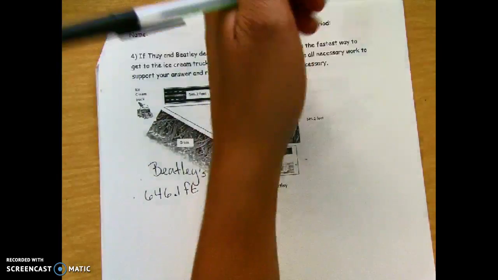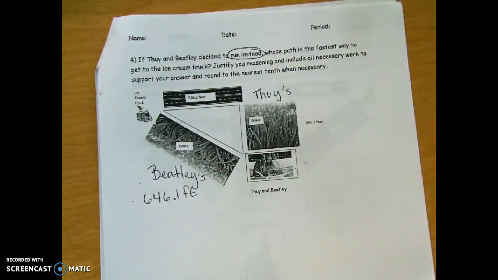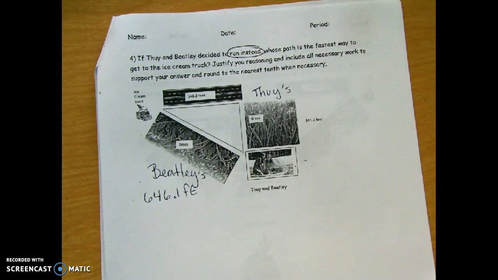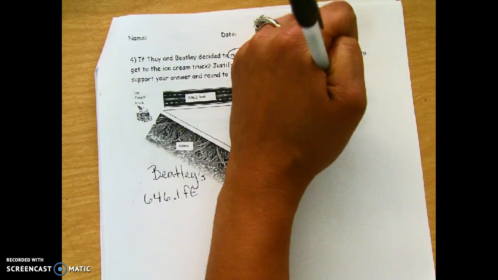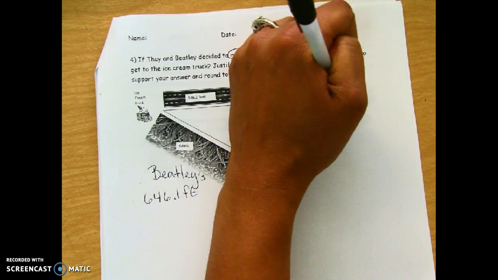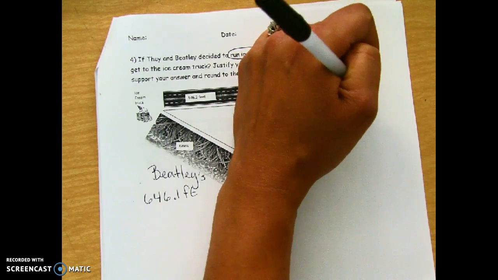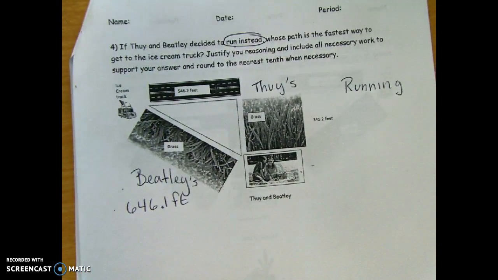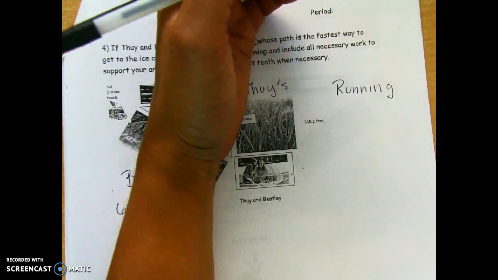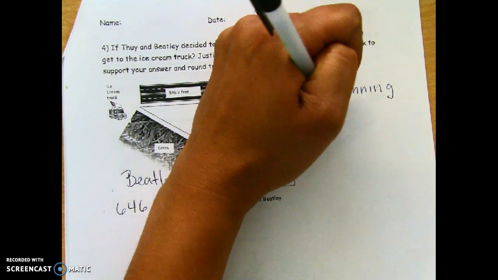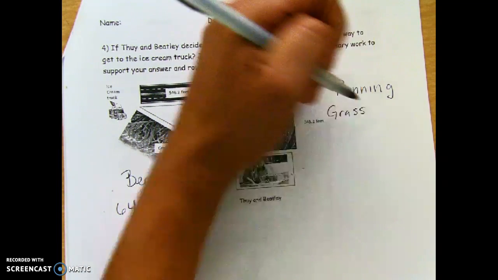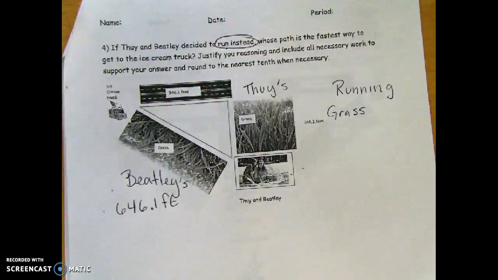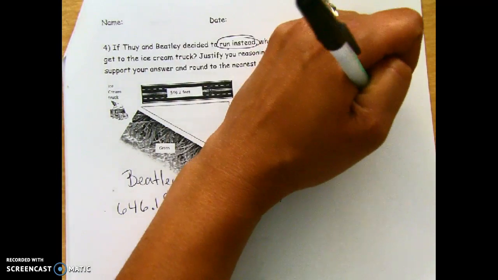Another thing I want you to log is we're talking about running. So that means we need to find out how fast they're going between grass and street. So in running, let's go ahead and make a mapping. For running on grass, so on grass, it's 4 feet per second.